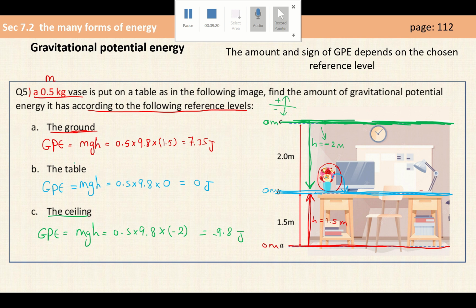So you can see that changing the reference level from which we measure the heights and the depths changes the amount of the gravitational potential energy stored in the same object.